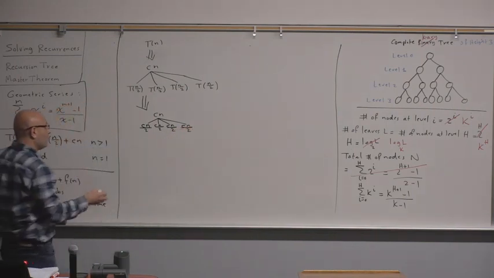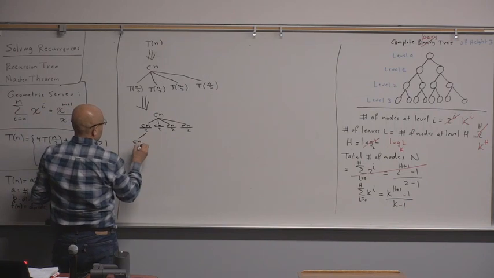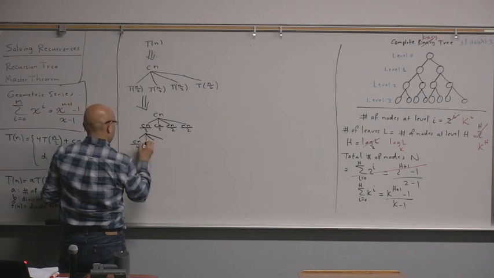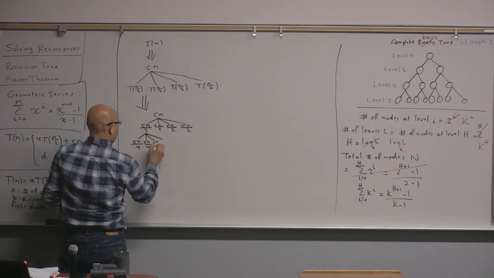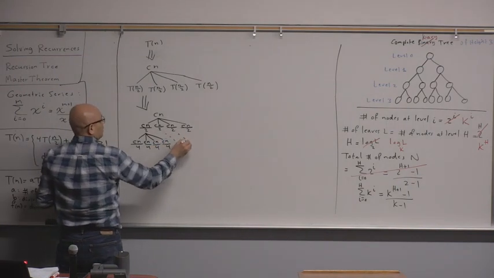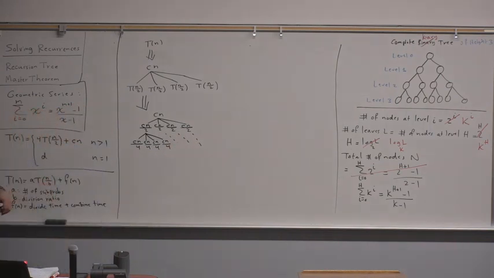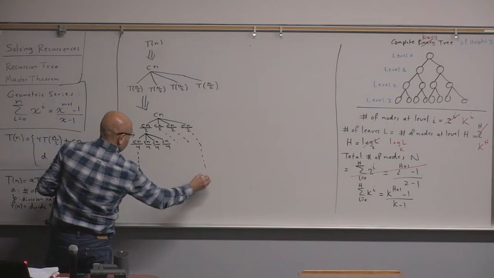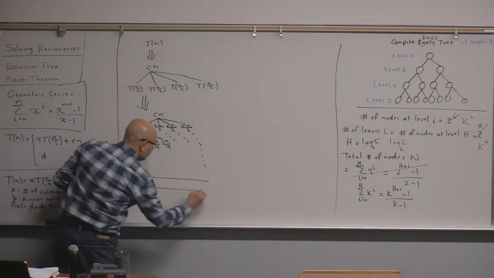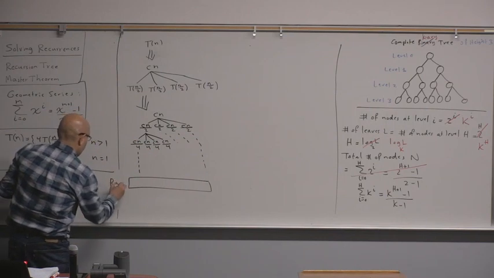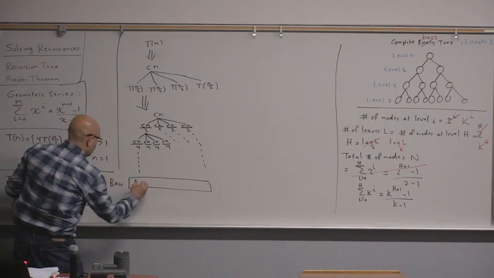And then at the next level, we will have Cn over 4. And each one of them will have Cn over 4, Cn over 4, Cn over 4, and the same for each one of them. So at the end, we'll have the base, and we will have these in the base.